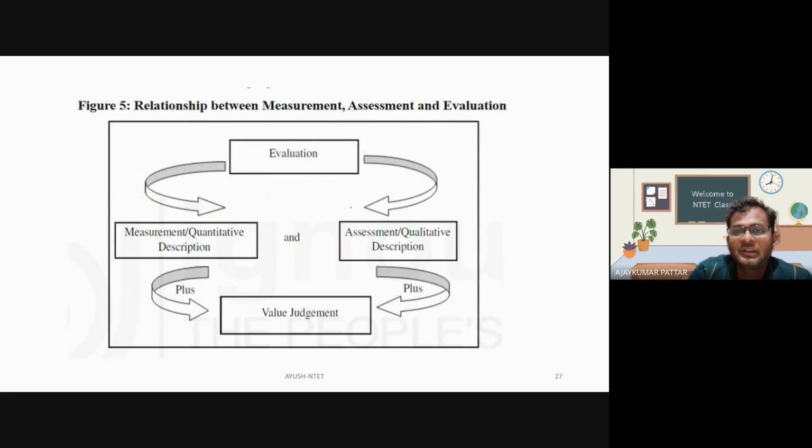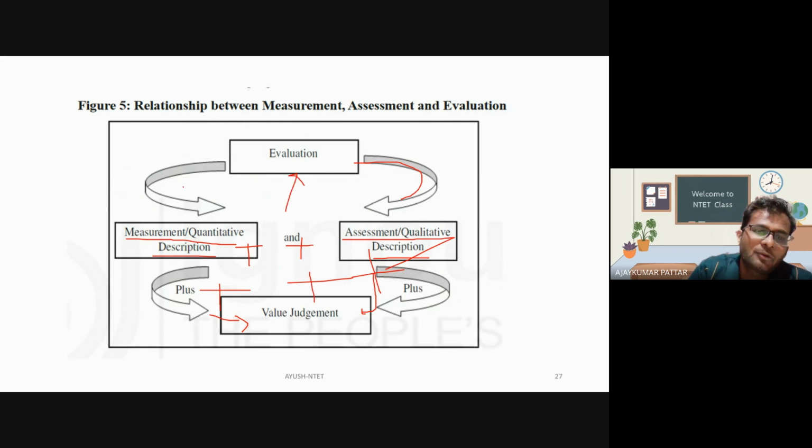So, the relationship between measurement, assessment and evaluation. In this picture also see: measurement, quantitative description; assessment, qualitative description; then evaluation. Assessment plus value judgment, if you add the value judgment, it is evaluation. Measurement plus value judgment is evaluation. And measurement plus assessment, if you add the value judgment, that is evaluation.